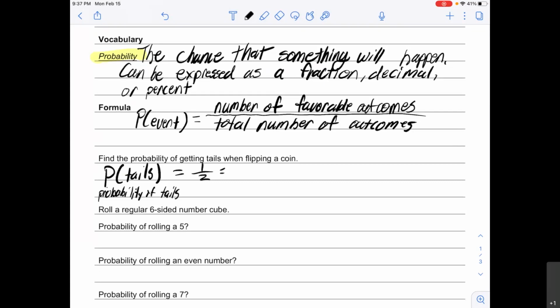We can also write that as a decimal by dividing top divided by bottom. 1 divided by 2 is 0.5. And then as a percent, 0.5 times 100 to get it as a percent is 50%. And that's it. That's all it is.